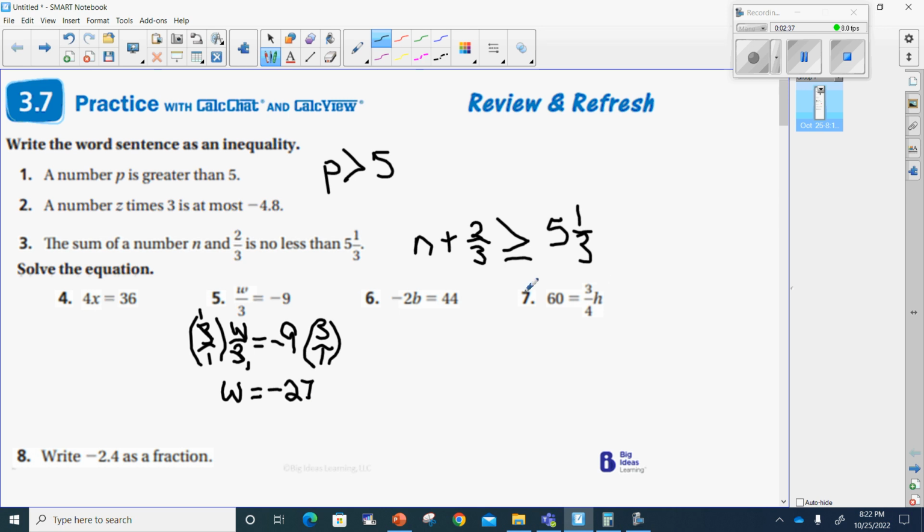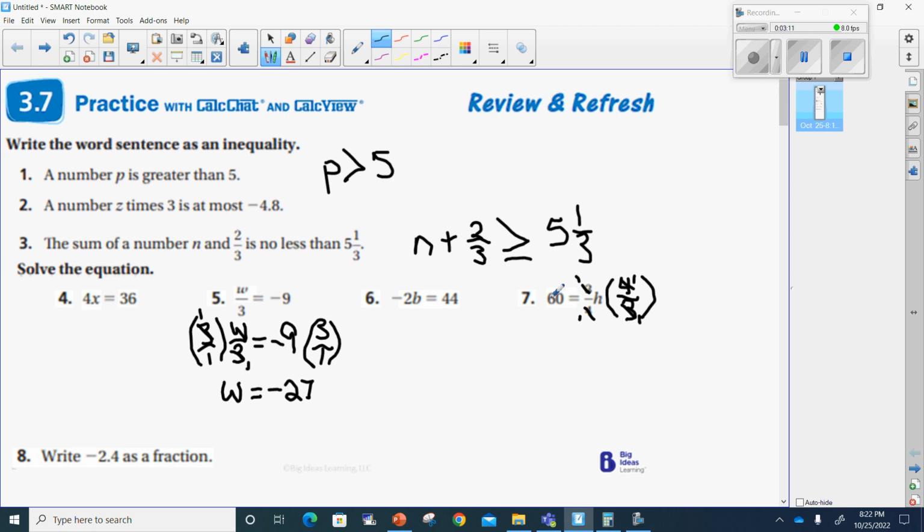All right, let's go to number 7. It says 60 equals 3 over 4 h. Well, I know that 3 over 4 is being multiplied to h, and I can go ahead and multiply by the opposite, 4 over 3, in order to get rid of it. Because now I have 4 on the bottom, 4 on the top. 4 divided by 4 is 1. 4 divided by 4 is 1. And 3 on the top and 3 on the bottom. 3 divided by 3 is 1. 3 divided by 3 is 1.